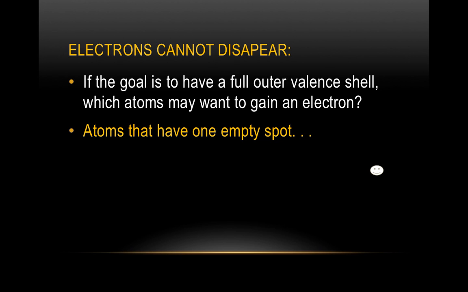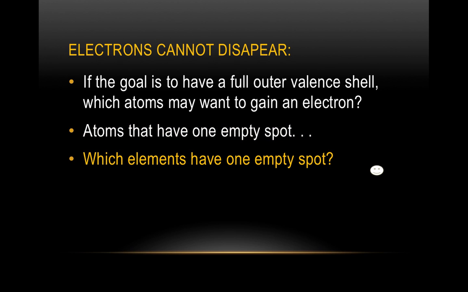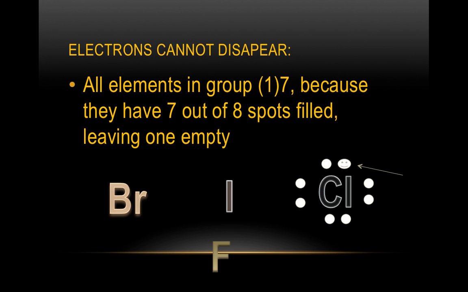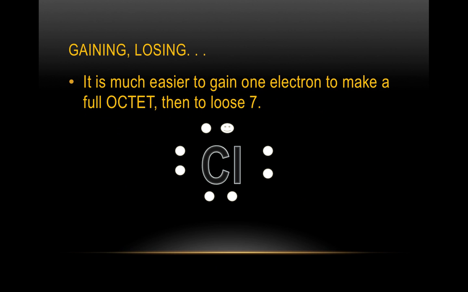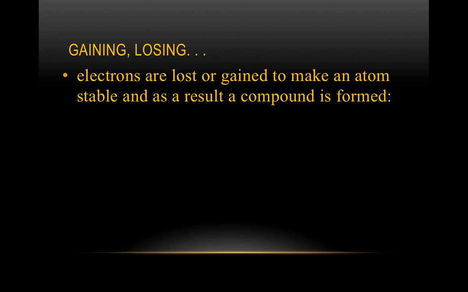Well, atoms that have 1 empty spot. So which group are we going to look at? We're going to look at group number 7. You look at chlorine, iodine, fluorine, bromine. Those are all elements that are looking for one more electron. You can see right here, chlorine finds it and is very happy with what it found. So it's much easier to gain one electron to make a full octet than to lose 7. Chlorine's not going to send away its 7 electrons. It's going to do its best to find one to become full.